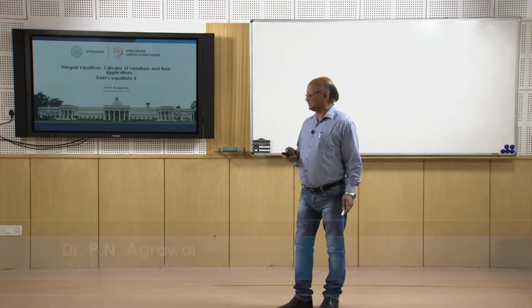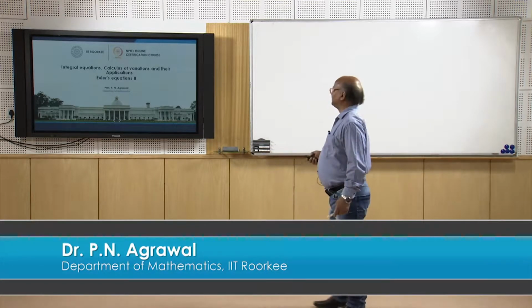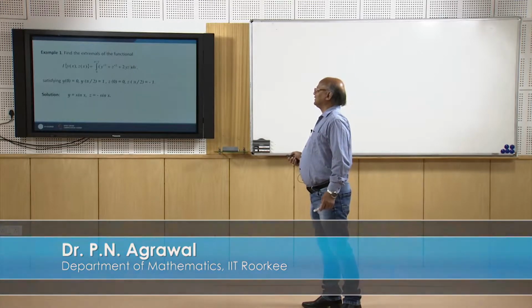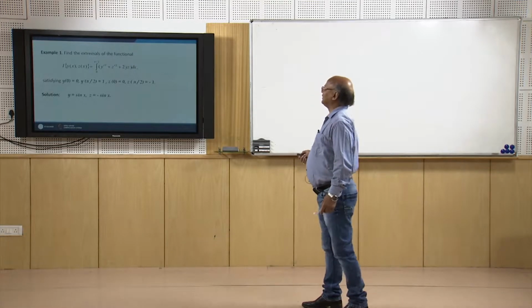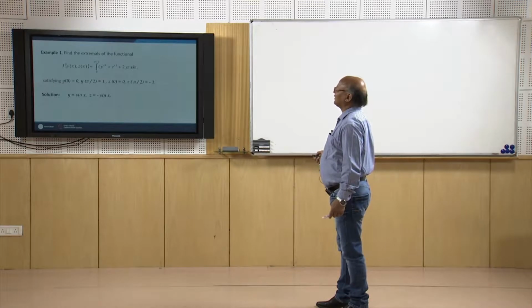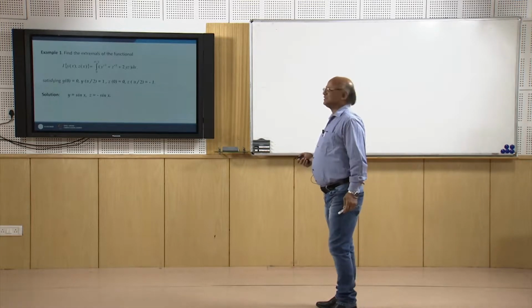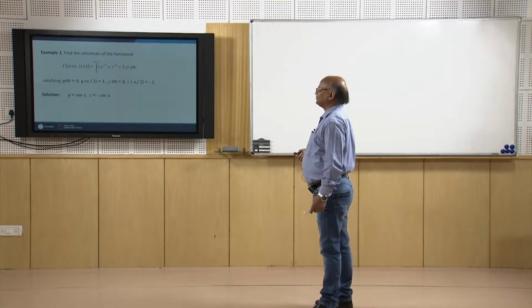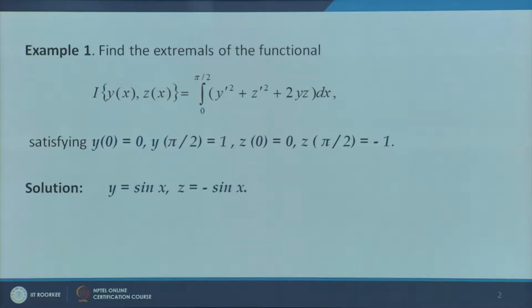Hello friends, I welcome you to my lecture on Euler's equations 2. Now here we shall be discussing two examples where the functional involves several independent variables which depend on a single variable, like the article which we have done in the previous lecture. So these examples are dependent on that.